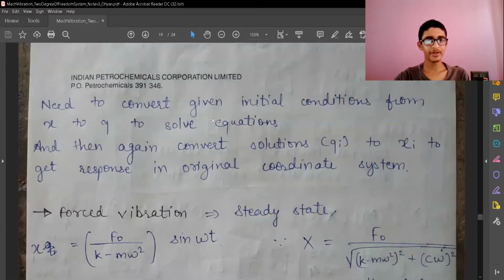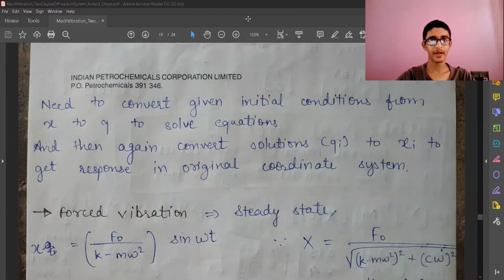So we need to convert the initial given conditions from x to q to solve the equations, then convert the solution back from qi to xi to get the response in the original coordinate system. That was our aim from the first. We have got the solution for a multi-degree of freedom system which had coupled equations, by doing some manipulations to the equations, converting them to decoupled equations, and getting the solution. We have eaten a bite, but not directly like this; we did it like this. We have just fooled the system and got the solution. That's all our aim is.